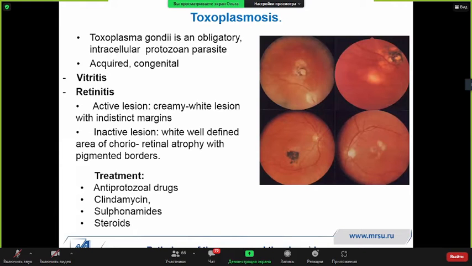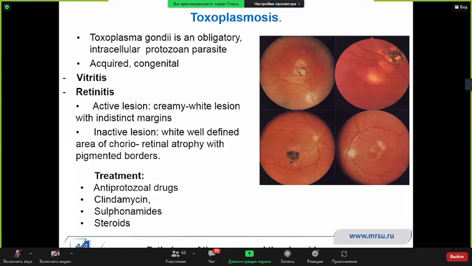About specific variants of choroiditis, the toxoplasmosis variant. Toxoplasma gondii is an obligatory intracellular protozoan parasite, and it can cause only the backside inflammatory processes. And choroiditis is the most common process caused by toxoplasma. It can be acquired and congenital. Toxoplasma gives the eye vitritis and retinitis.